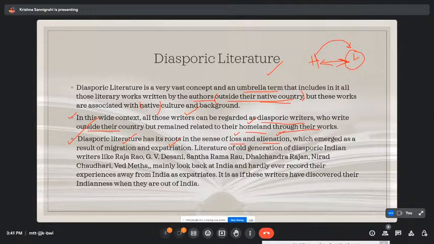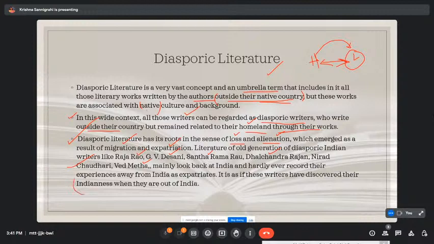So the literature of the old generation of diasporic Indian writers like Raja Rao, G.V. Desani, Santha Rama Rao, Dalchandra Rajan, Nirad Chaudhary, Ved Mehta mainly looks back at India and hardly ever records their experiences away from India as expatriates. It is as if these writers have discovered their Indianness when they are out of India.